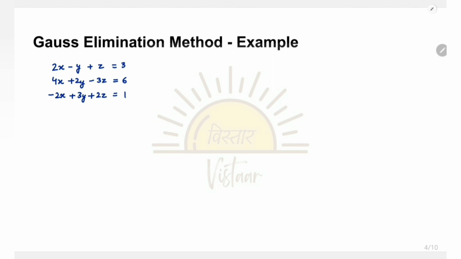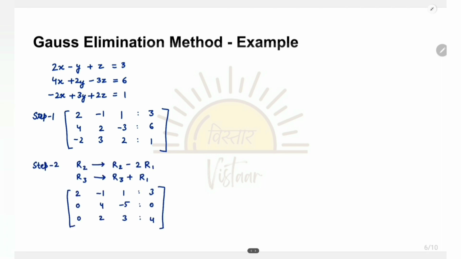Here we have three equations which we will solve using the Gauss elimination method. In the step 1, we have to make the augmented matrix for the given equations. This is known as the augmented matrix. Next, we have to apply some row operations to convert this augmented matrix into upper triangular form. So let's now apply the row operations on it.